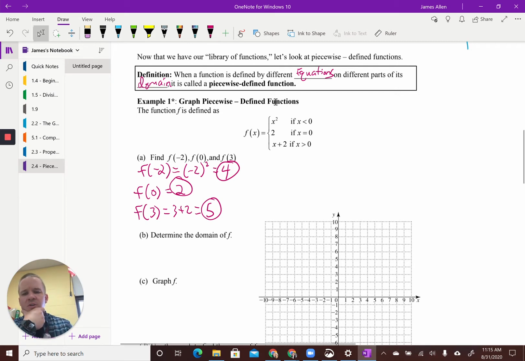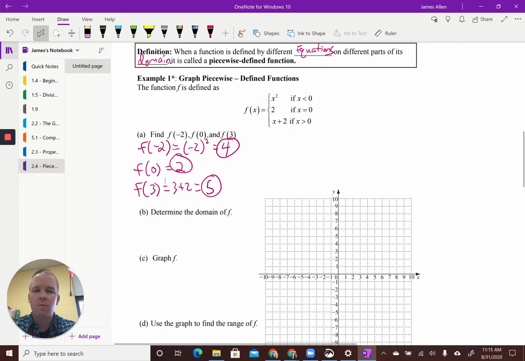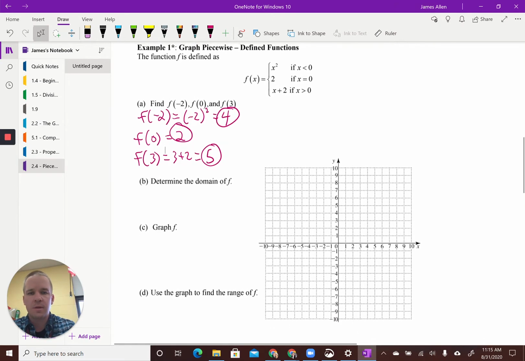All right, so now determine the domain of f. I often find this a little bit easier to do after I've graphed it, but we'll do it here, and then we'll also talk about it on the graph. So let's see.